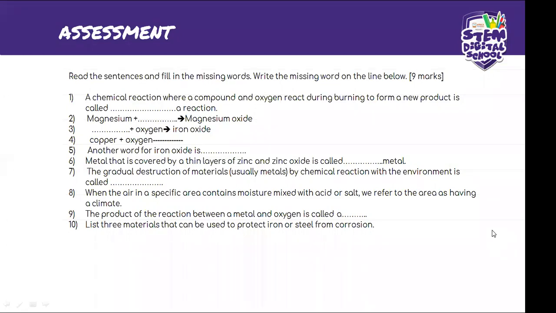Number nine. Okay, that's correct. And then number 10 says list three materials that can be used to protect iron or steel from corrosion. Yeah, that's paint. Onka, that's paint. One. They are saying three, so keep them coming. Tando, paint. If you say zinc and chromium, that's two things. Either of them can, so you give another one.